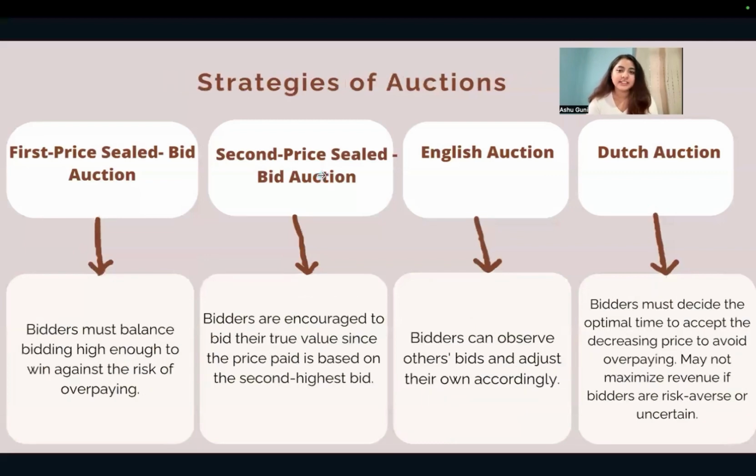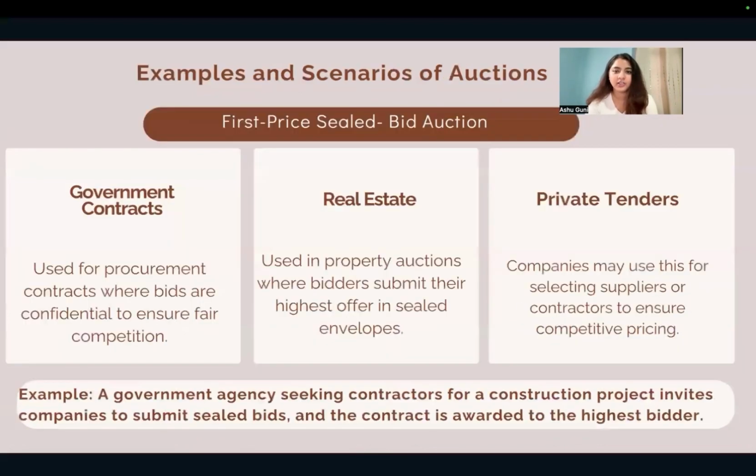We have strategies of the auction. So in first price sealed bid auction, bidders must balance bidding high enough in order to win against the risks of overpaying. In second price, bidders are encouraged to bid their true value since the price paid is based on the second highest bid. In English auction, bidders can observe other bids and adjust their own accordingly. In Dutch auction, bidders must decide the optimal time to accept the decreasing price to avoid overpaying. So these are the characteristics and strategies which we can follow in the auctions.